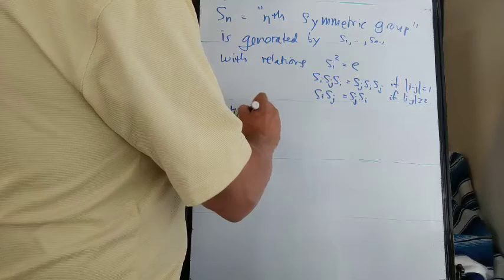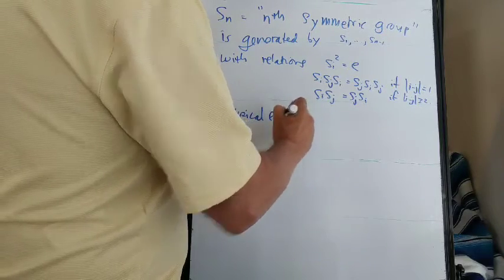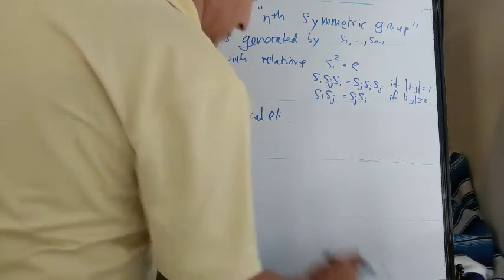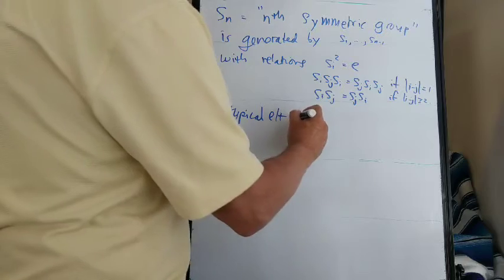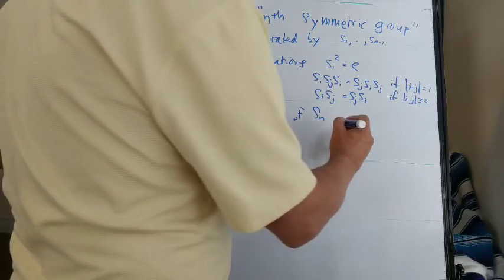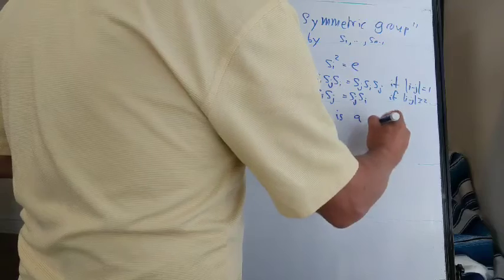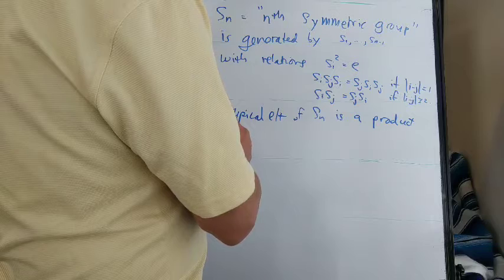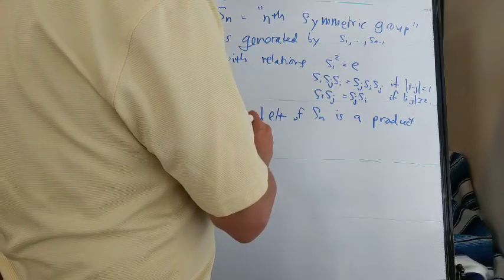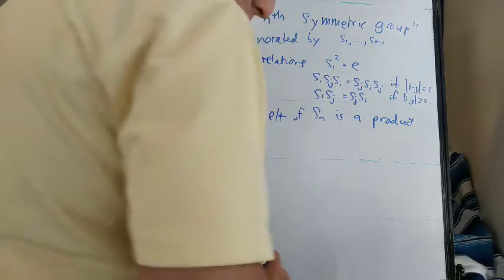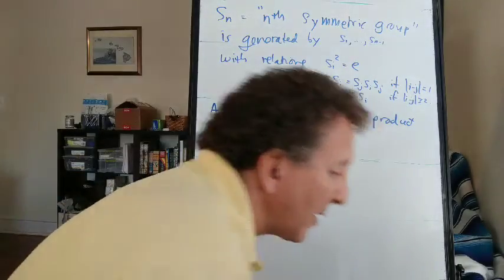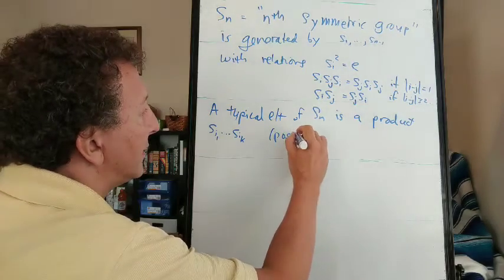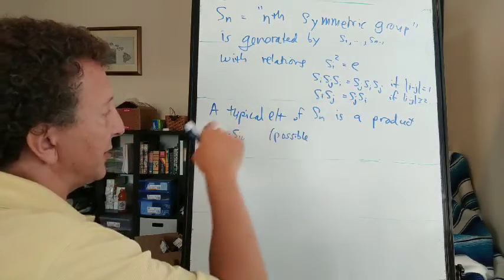So a typical element of the symmetric group is some product of these generators, say Si1 through Sik. And this will possibly have single generators appearing more than once.